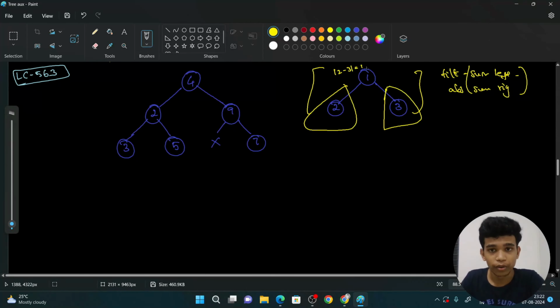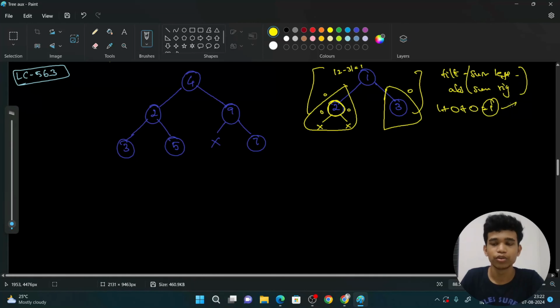Now, what is the tilt value for this 2? I can say the tilt value for this 2 is 0, because in the left subtree there is nothing, and the right subtree is also nothing. So we will assume this is 0 and this is 0. 0 minus 0 is also 0, right? So it will be 0. For this 3, it is also 0. So I can say 1 plus 0 is equal to 1. So 1 is our answer. Can you understand this? Now, let us consider this second example. Now you can clearly understand how we are going to solve it, right?